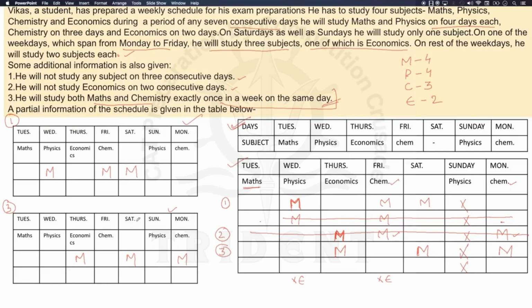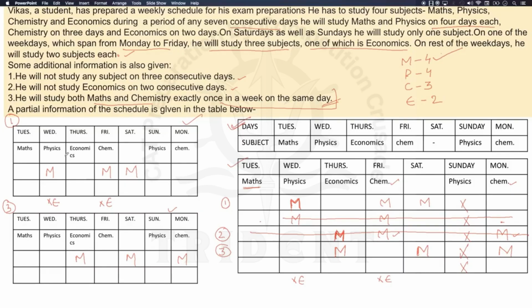Also we are very sure that economics would not occur on Wednesday, and economics would not come on Friday, because we cannot have two consecutive economics. So the same goes for both tables. Good enough. So we have arranged maths in both these tables. So 4 maths are done. We are done with 4 maths.